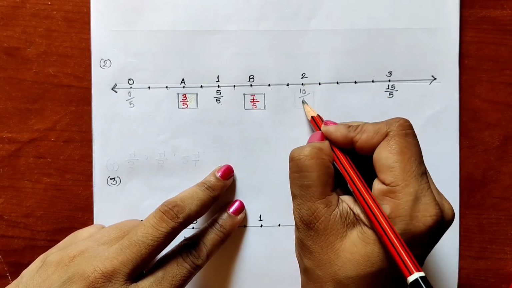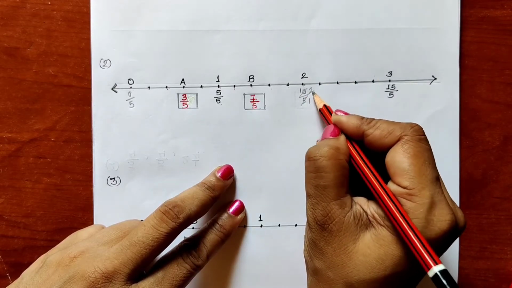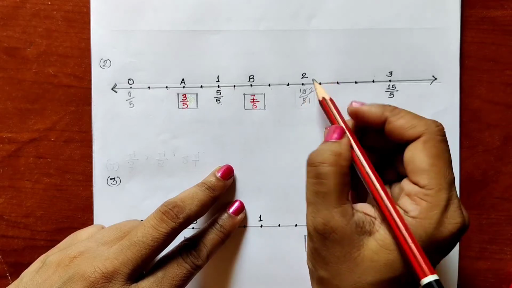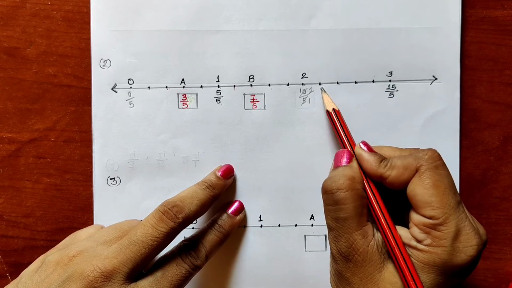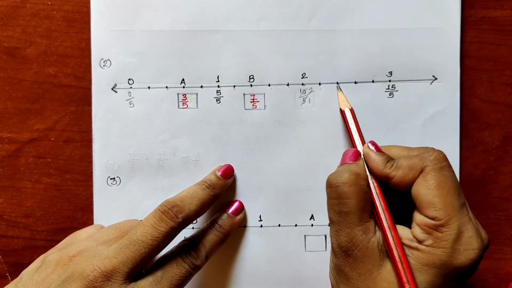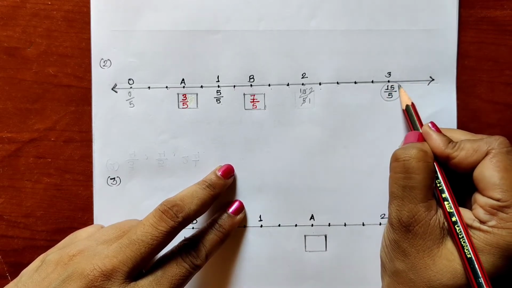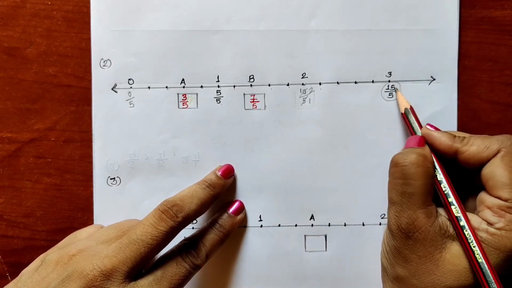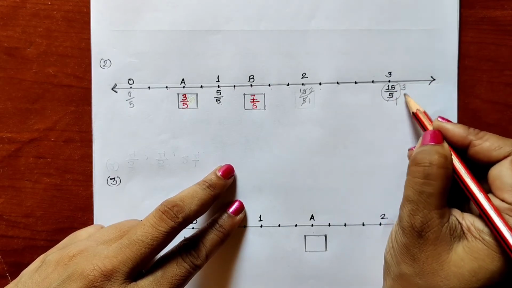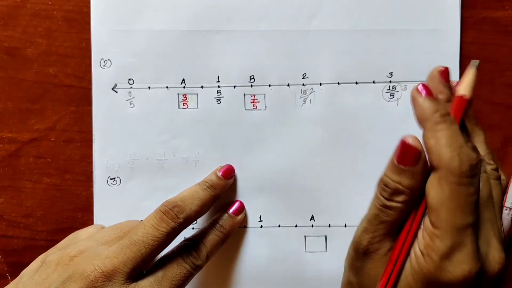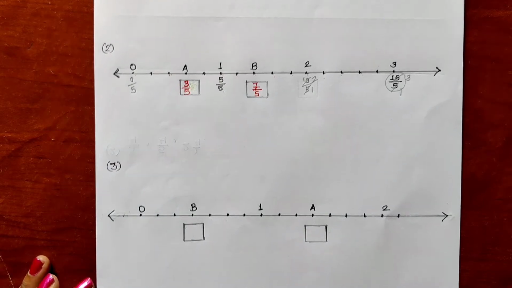So 2 means 10 upon 5. How does 10 upon 5 become 2? Because 5 ones are 5, 5 twos are 10, and 2 upon 1 means 2. So in this way, it becomes 2. Then after 10 upon 5, this point will be 11 upon 5, 12 upon 5, 13 upon 5, 14 upon 5, and this is 15 upon 5. 15 upon 5 means 3. How does 15 upon 5 become 3? 5 ones are 5, 5 threes are 15. 3 upon 1 means 3. So in this way, the points have to be shown. Now let us see the third sum from this question number 1.